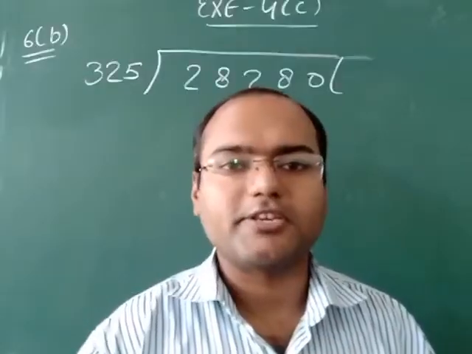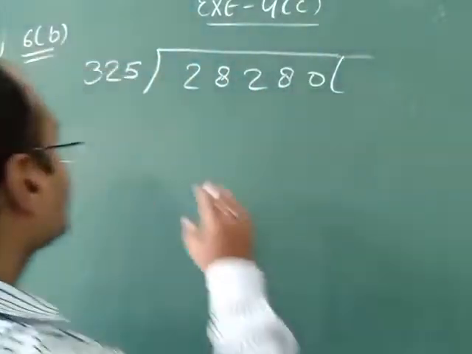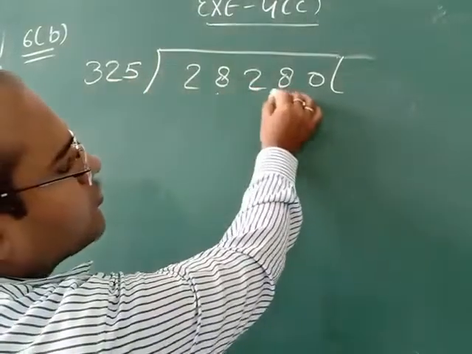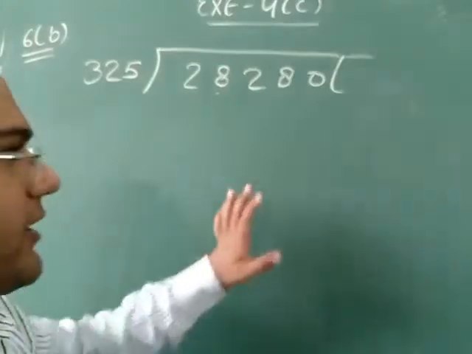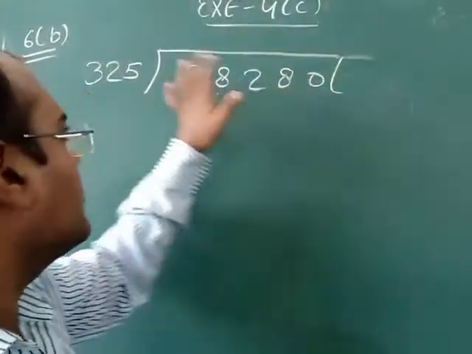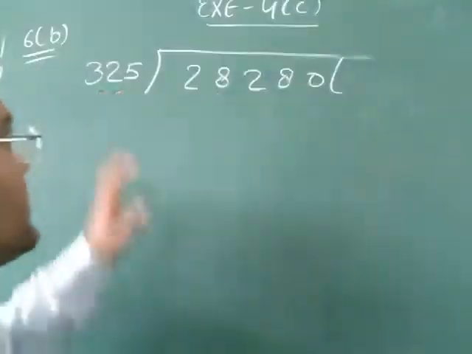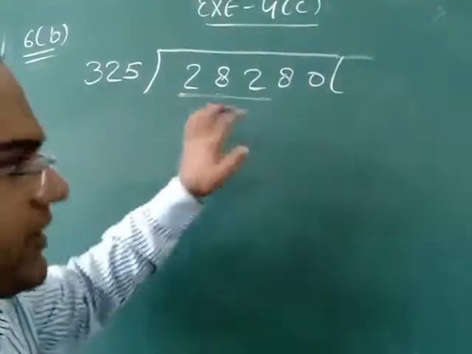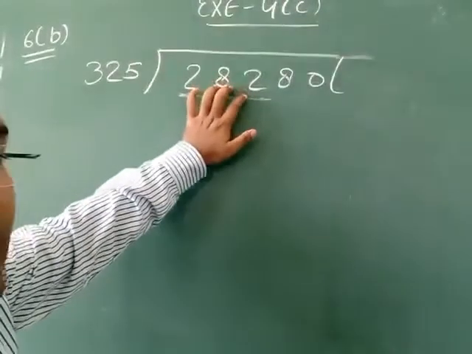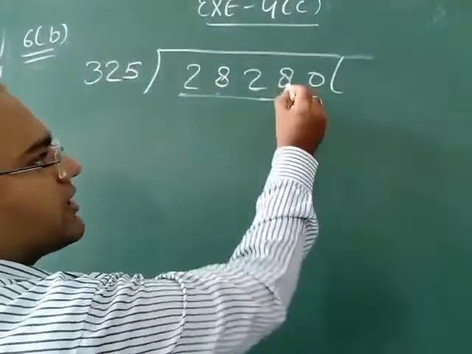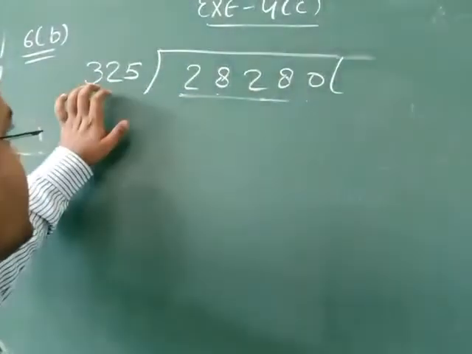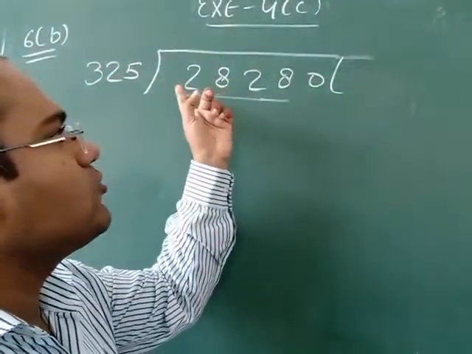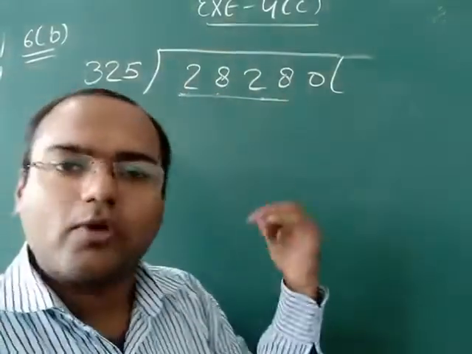Now come to question number 6th B part. We have to divide 28,280 by 325. So here 3 digits are there, and if we take 3 digits, this is a smaller number than that, so you do not have to take 3. You have to take 4 digits. Now we have to read the table of 325, and the answer should be smaller than 2828.